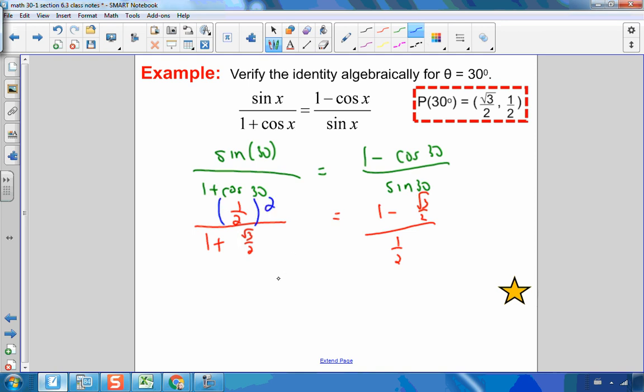So I'm going to multiply the numerator by 2. And to be fair, I multiply the denominator by 2. That's going to get rid of all my fractions. And it's fair because 2 over 2 equals 1. Same thing over here, multiply top, multiply bottom.